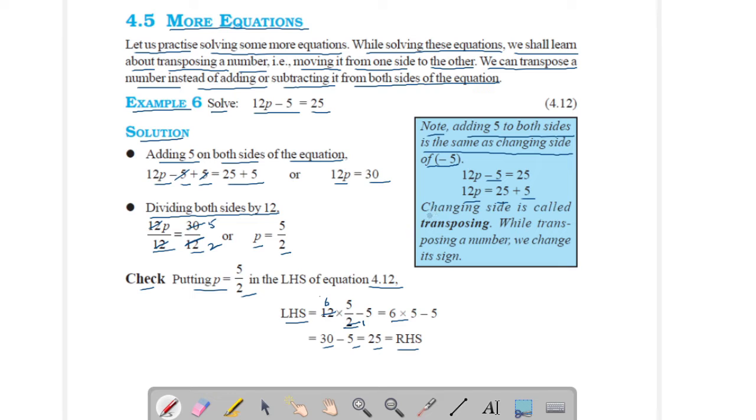The changing of side is called transposing. What is the meaning of transposing? That is changing the side of a number. While transposing a number, we change its sign. If it is plus, it becomes minus. If it is minus, it becomes plus.